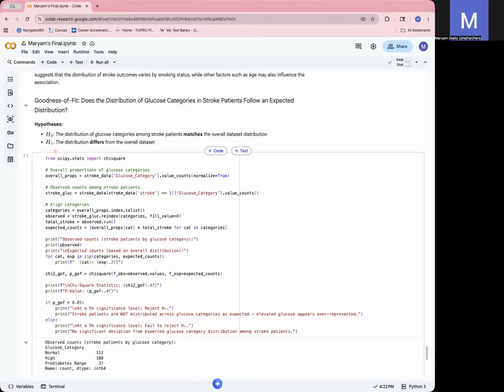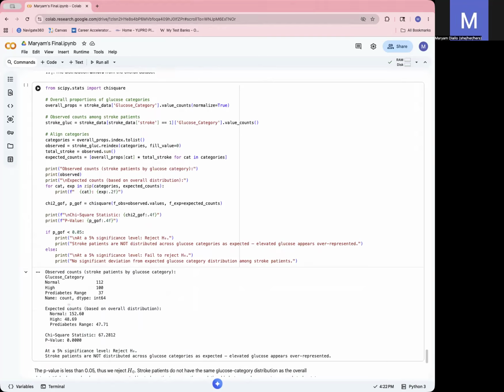And then my alternative was that they differ from each other. And then the p-value was below 0.05, so we rejected the null hypothesis. So stroke victims are not distributed across glucose categories the same as the general data set. The high glucose category is overrepresented among stroke victims. This just reinforces what the data already told us from above, that patients with high glucose are also more prone to stroke.